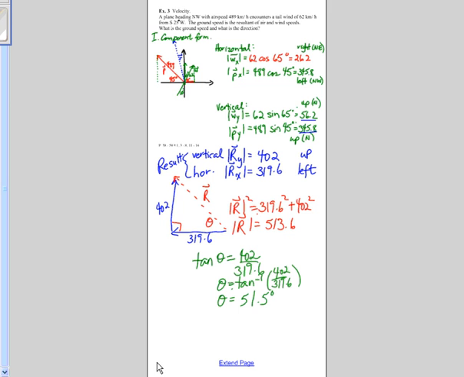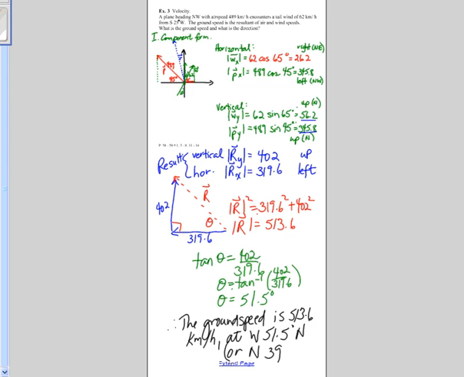Therefore, the ground speed, what it looks like that plane is actually doing, is 513.6. Got to follow the same units, kilometers per hour. Our angle is between west and north, so west 51.5 degrees north. Or, put this one in brackets, we're going to go the other way because it's more common. Start with north, turn 39 degrees towards the west.